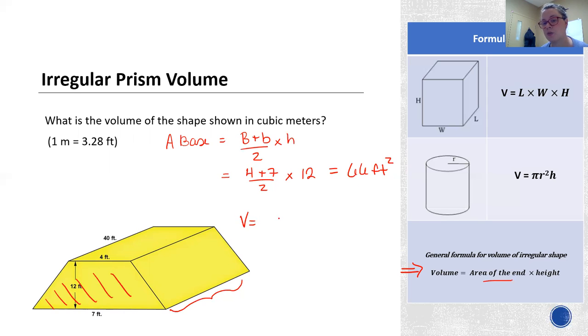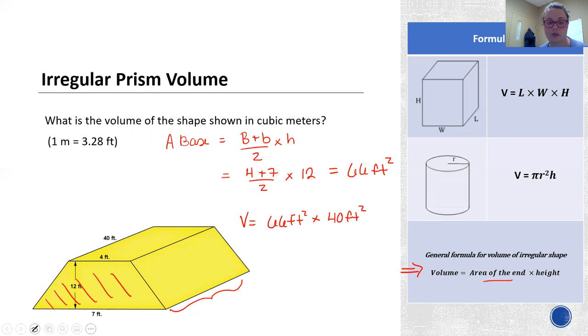Now volume, we're going to take that area of the base, 66 square feet, and we're going to multiply it by the length of the object. So this would be a great question for, let's say this could be a roof. You want to figure out what's the volume of an attic.